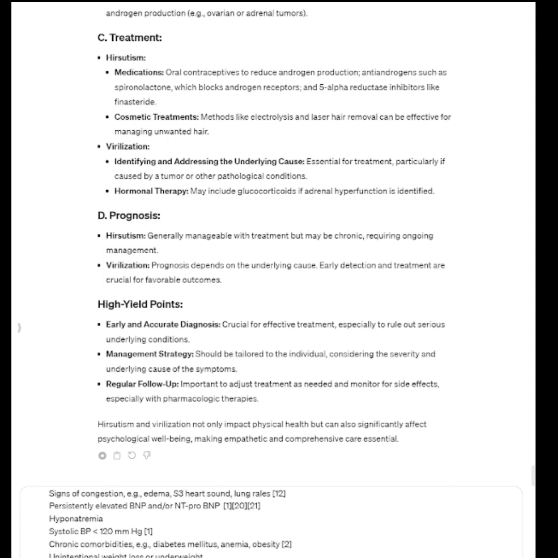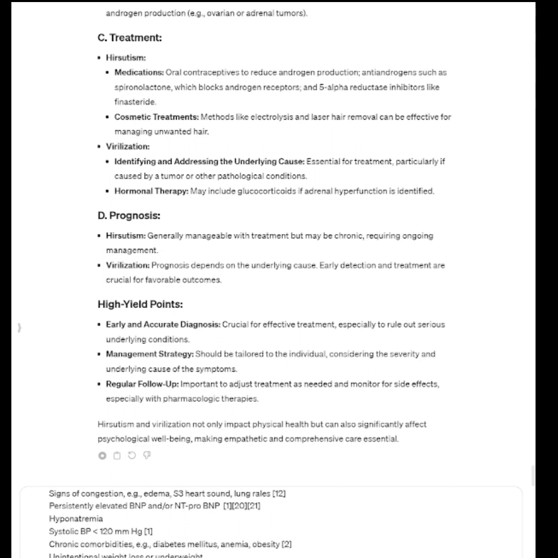D. Prognosis. Hirsutism. Generally manageable with treatment but may be chronic, requiring ongoing management. Virilization. Prognosis depends on the underlying cause. Early detection and treatment are crucial for favorable outcomes.